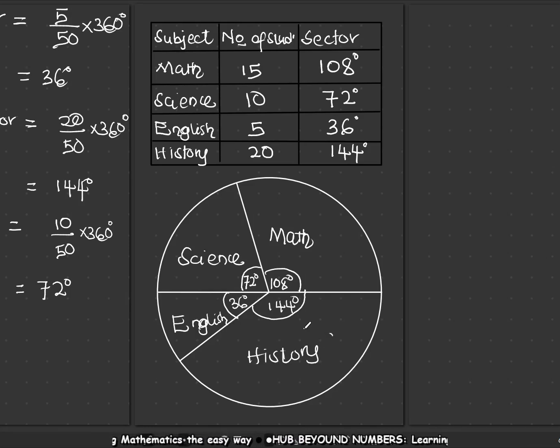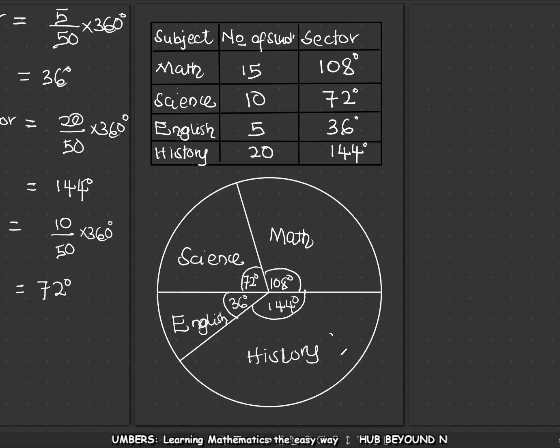So that is all. We've been able to represent our data on a pie chart. With this, you realize that a pie chart isn't that difficult to do. Just make sure your calculations are always right and you'll be good to go.